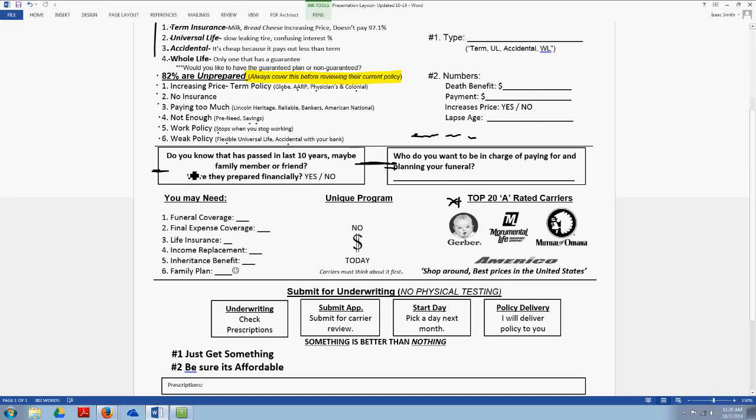But again, guys, like I said at first, this is not a quiz. This is not a survey. This is not, do you know anybody that's passed, maybe a family member or friend, where they prepare financially? You're not just quizzing these people. It's a conversation piece. This is just to help you stay on track. This is just an idea, okay?